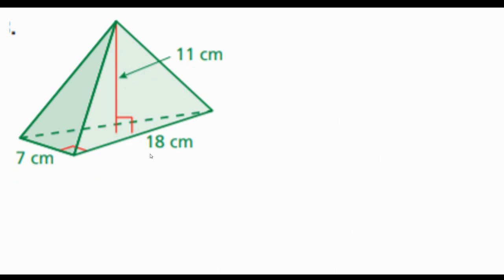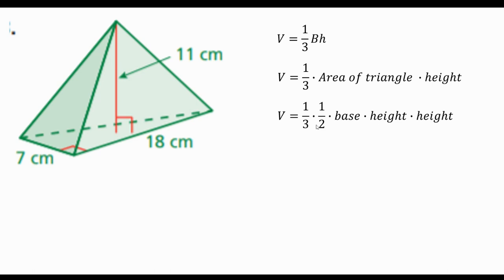We have a base length of 7 centimeters for a triangle, a height of 18 centimeters, and a height of 11 centimeters for the pyramid. So using that same formula, really we're looking at 1/3 times the area of a triangle times the height. Remember that triangle being our base. So 1/3 times 1/2 times the base of the triangle times the height of the triangle times the height of the pyramid. Substitute in what we know.